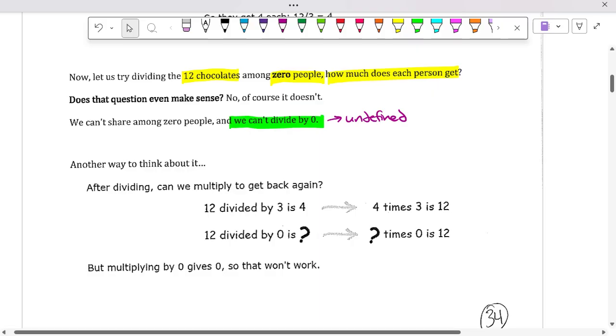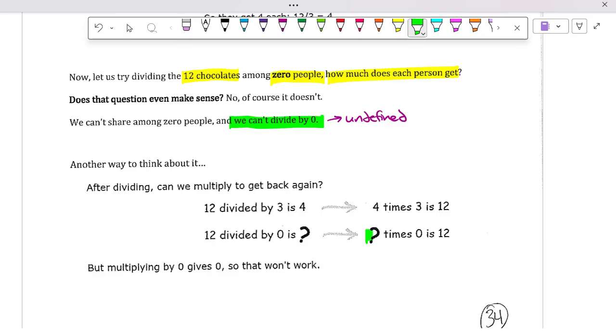And here's another way to think about it. If 12 divided by 3 is 4, that means 4 times 3 is 12. So if we divided 12 by 0, that means whatever number we get, if we multiply that number by 0, it will give us 12. But what's the contradiction here?